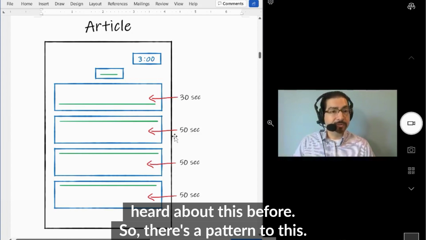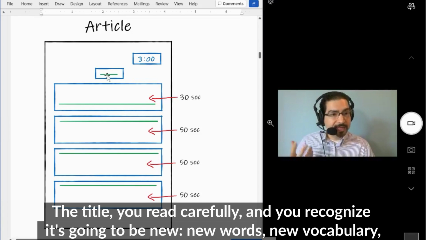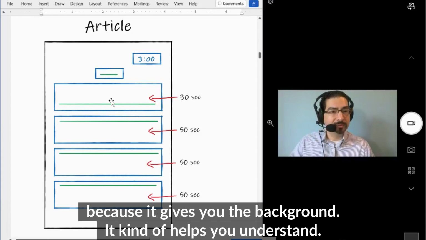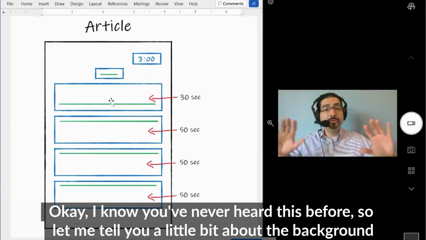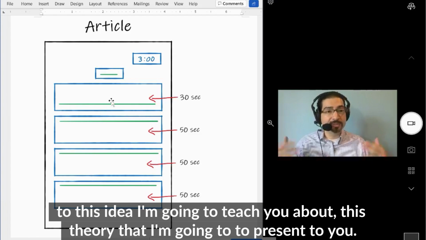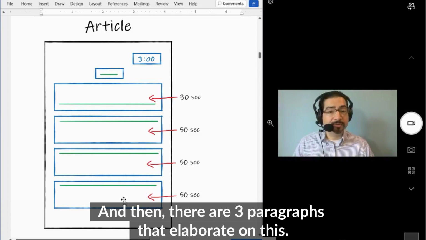So there's a pattern to this. The title you read carefully, and you recognize it's going to be new words, new vocabulary, but it's going to be explained. The first paragraph is important because it gives you the background. It kind of helps you understand, okay, I know you've never heard this before, so let me tell you a little bit about the background to this idea I'm going to teach you about, this theory that I'm going to present to you. And then there are 3 paragraphs that elaborate on this.